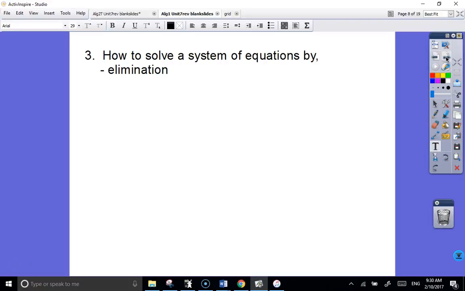Okay. How to solve by elimination? What's the ultimate goal in elimination? To get rid of one of the variables by either adding or subtracting, right? So how do you make that happen?